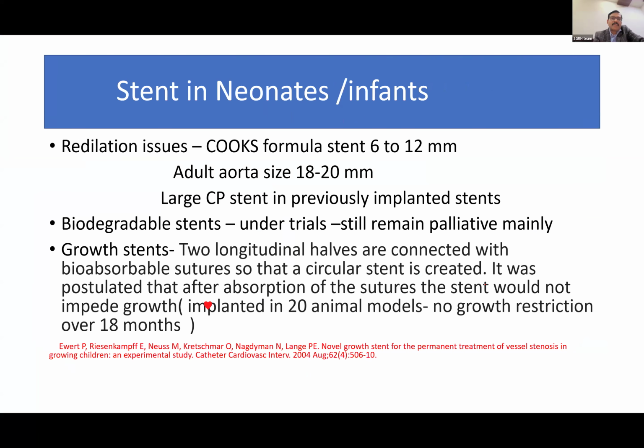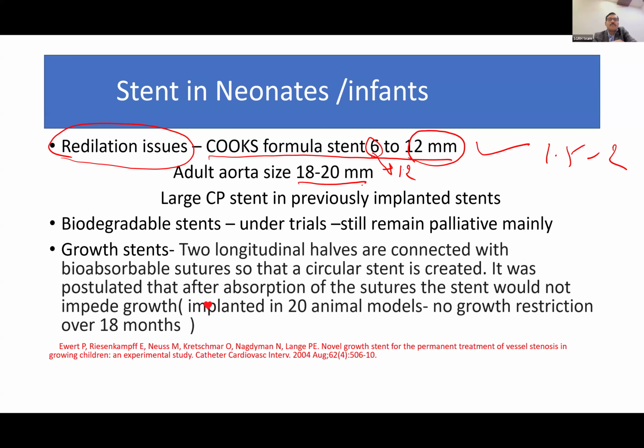Now, in the current scenario, you are worried about redilatation. If you put a stent in a newborn, you have to understand what can be dilated. Cook's formula stent, available from 6 to 12, can be dilated to 1.5 to 2 times. A good stent, can be used. Adult auto size is 18 to 20 mm. But in a newborn, you can't put 12 mm. That's why if you put a 6 mm stent, it will go up to 12, but adult auto size you may not achieve.